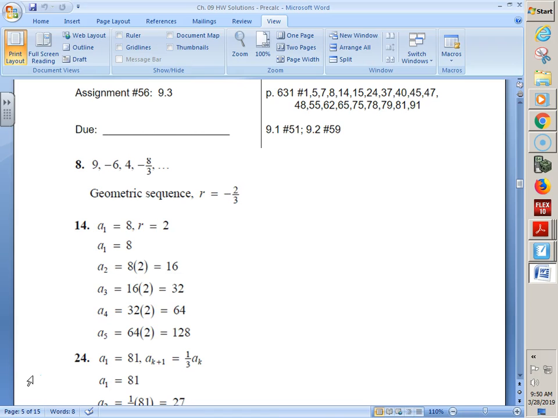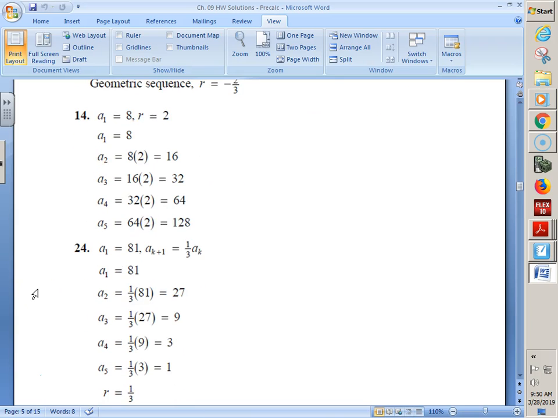Number 8, you guys can see it's a geo. That's a yes. The common ratio is -2/3. Number 14, there's your first 5 terms. All you had to do is plug and chug. Actually, were you plugging and chugging, or were you just doing the pattern? Times 2, times 2, times 2, times 2. Either way, number 24 was also a plug and chug, but this one, once again, was also the pattern.